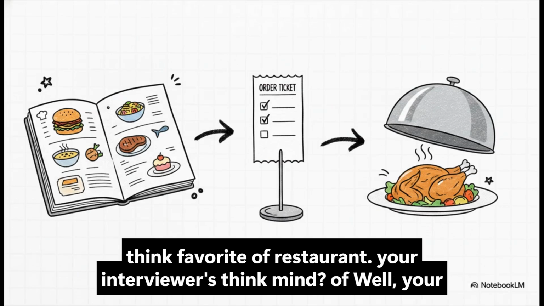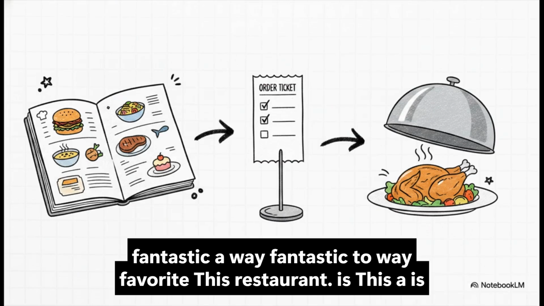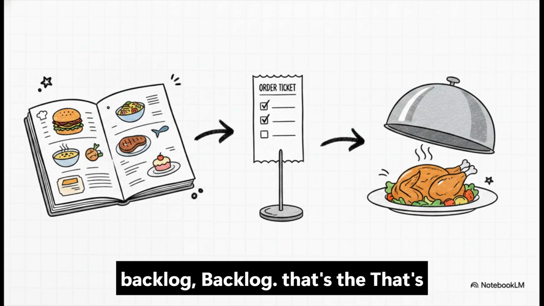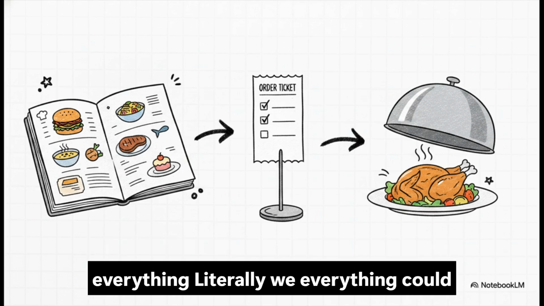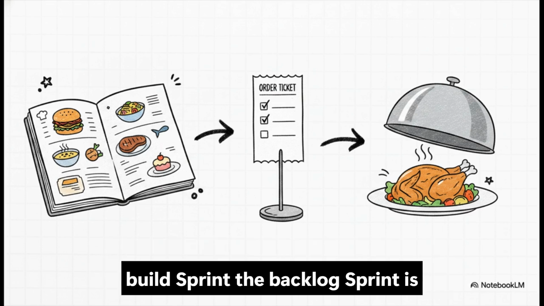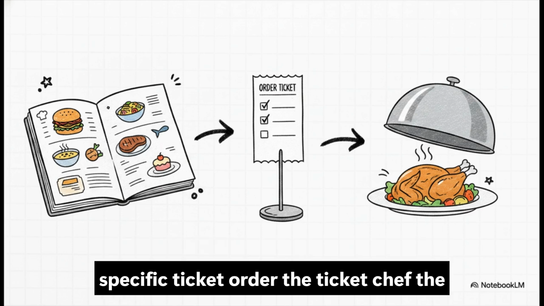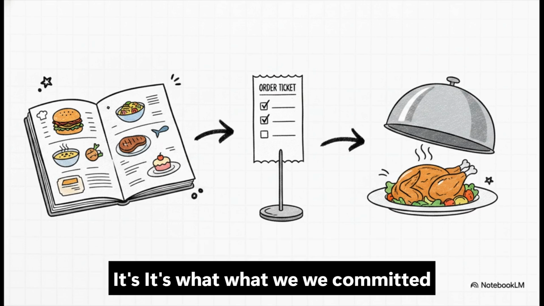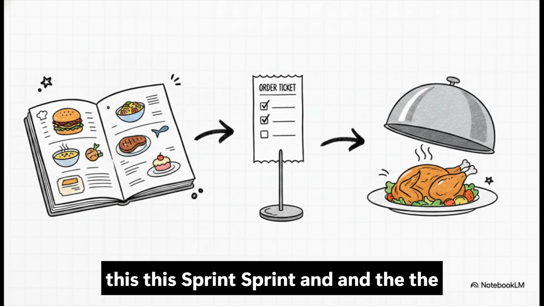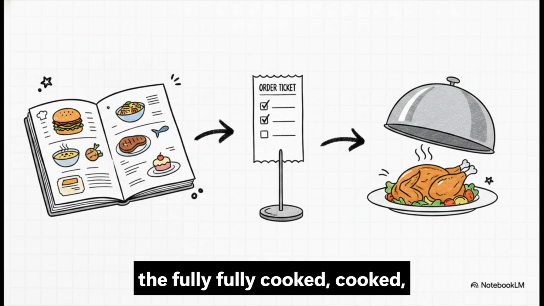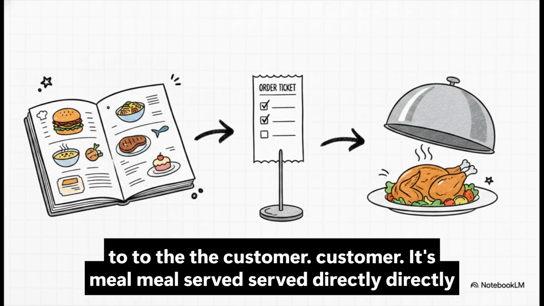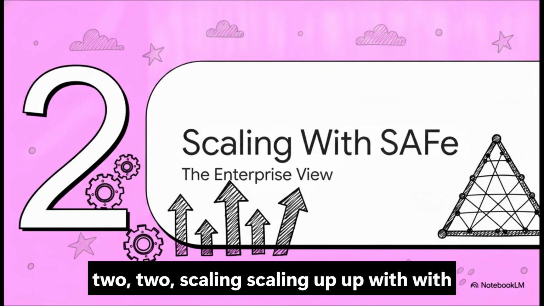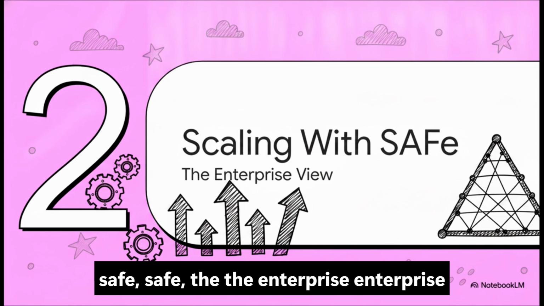Well, think of your favorite restaurant. This is a fantastic way to translate technical jargon into an unforgettable scenario. The product backlog, that's the entire menu, literally everything we could possibly build. The sprint backlog is the specific order ticket the chef is working on right this very second. It's what we committed to delivering this sprint. And the increment, that is the fully cooked, beautifully plated meal served directly to the customer. It's usable working software.